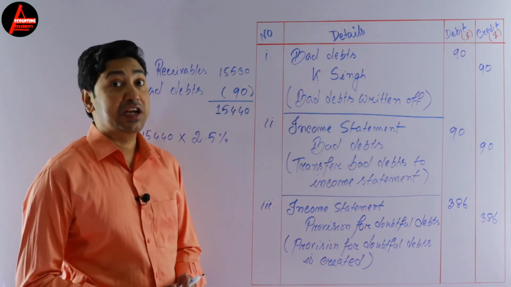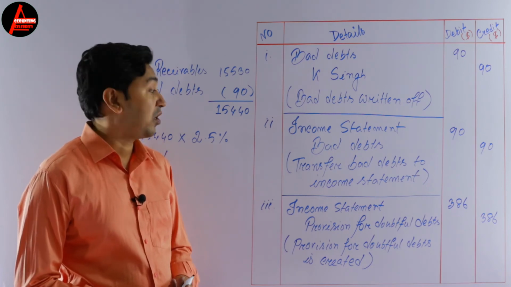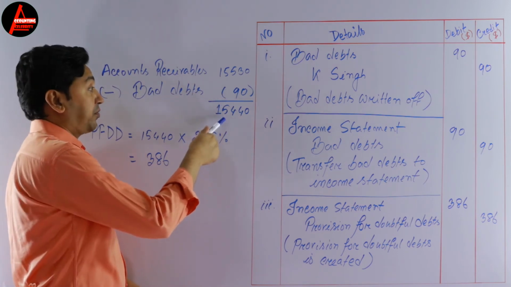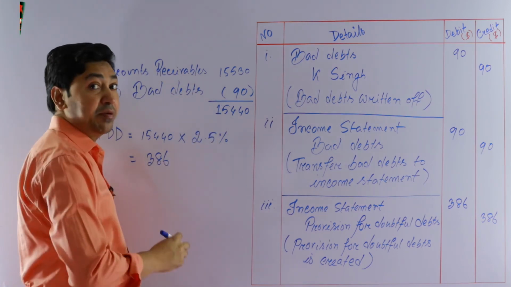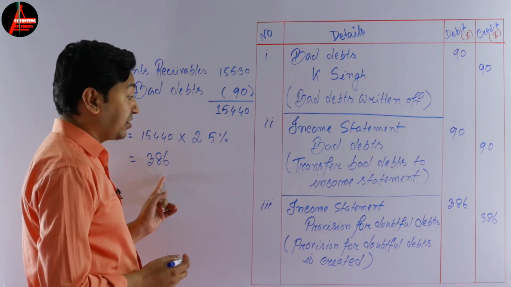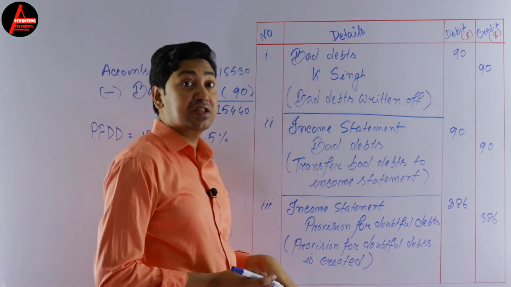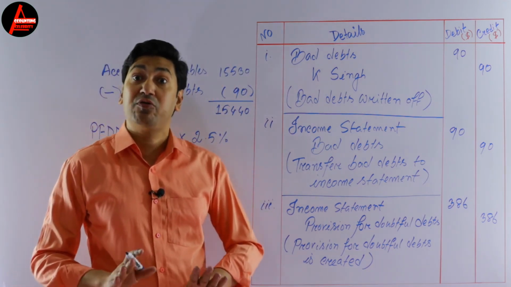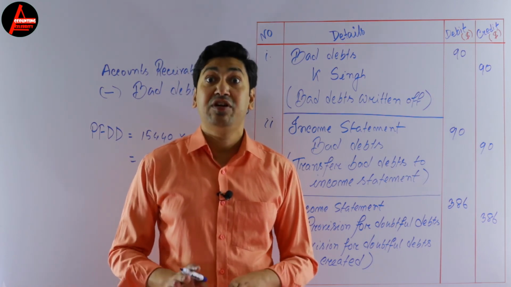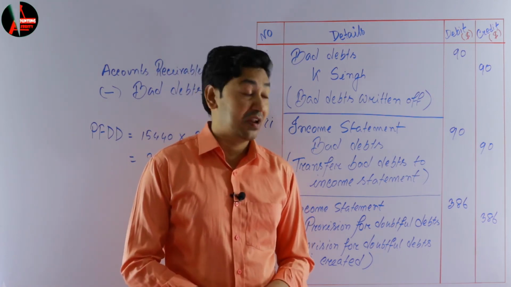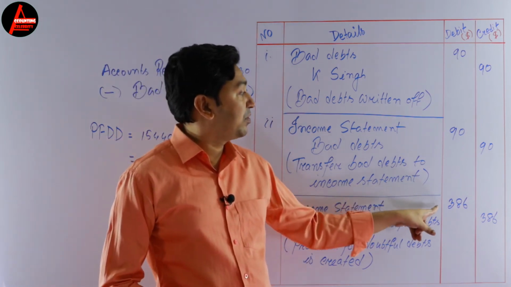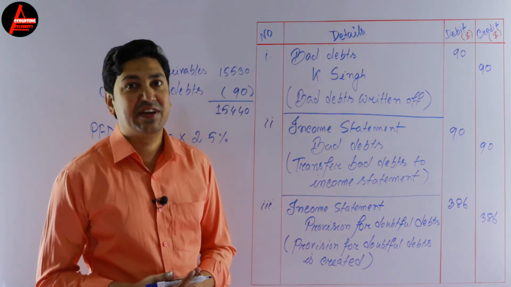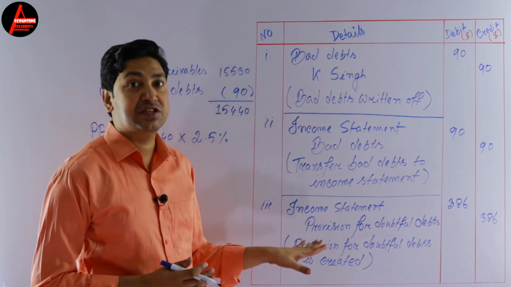Okay, so here we are required to create 2.5% provision for doubtful debts. Here we calculated, we subtracted the bad debts to calculate the provision for doubtful debts. Then we multiply by 2.5%, we got $386. So this $386 will be transferred to the income statement. Okay, so creation of provision for doubtful debts means we are creating an expense. Okay, we are taking an expense to the income statement. Okay, so here again income statement to be debited and provision for doubtful debts to be credited. Okay, so very simple calculation, very simple transactions, simple journals.